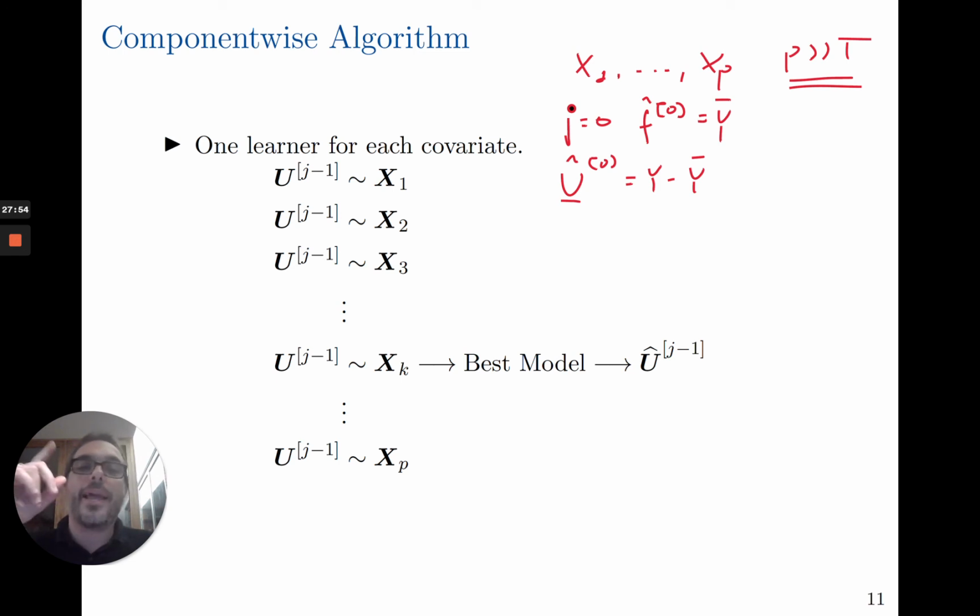We are going to select the one that minimizes the cost function. So let's say that the one that minimizes the cost function is xk. So we are fitting this one here. So what's going to be the error on the first iteration? It would be y hat minus u bar minus what?